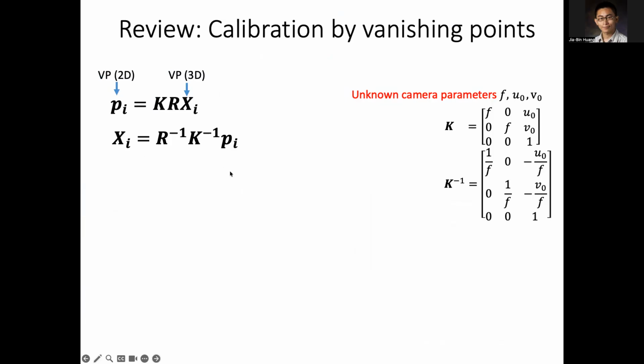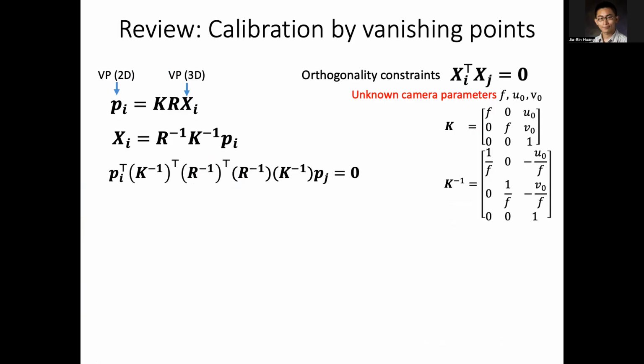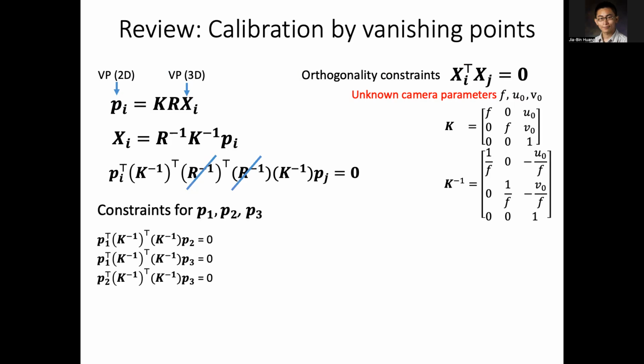You can express it in this way because you know the buildings are built in an orthogonal manner, and therefore you have an orthogonality constraint. These vanishing points are pointing in three orthogonal directions, in terms of X, Y, Z. Then you can write down the orthogonality constraints. Now you have this, you can cancel all the rotations here. And if you have a constraint for P1, P2, P3, then you have all the constraints like this.